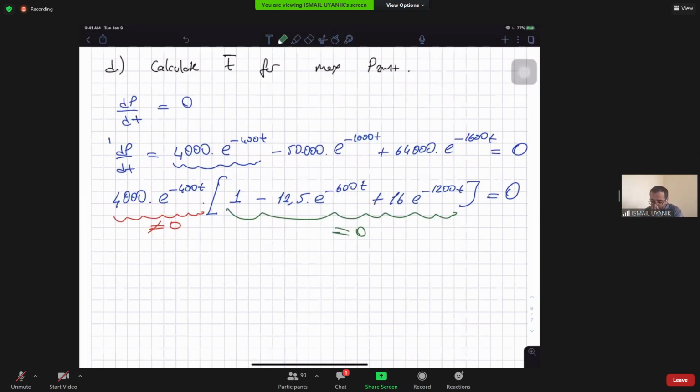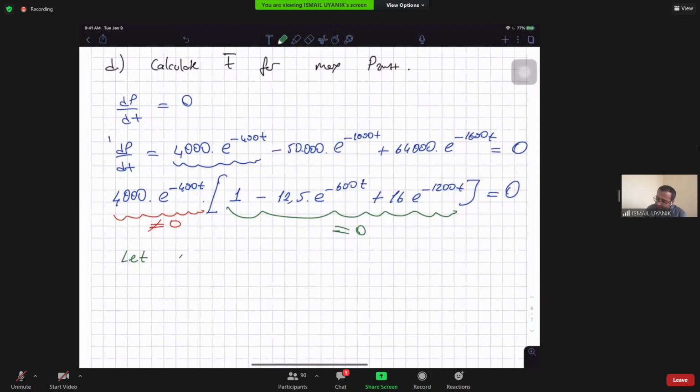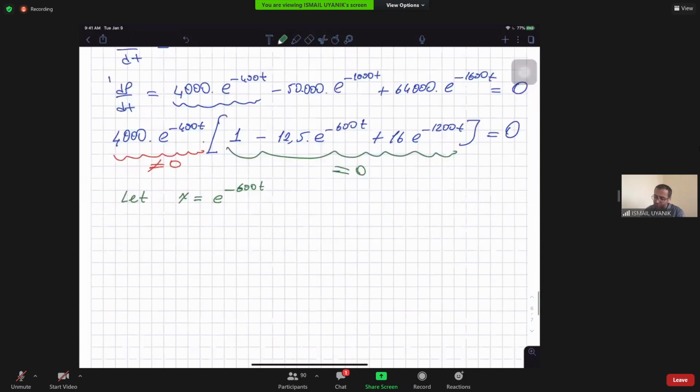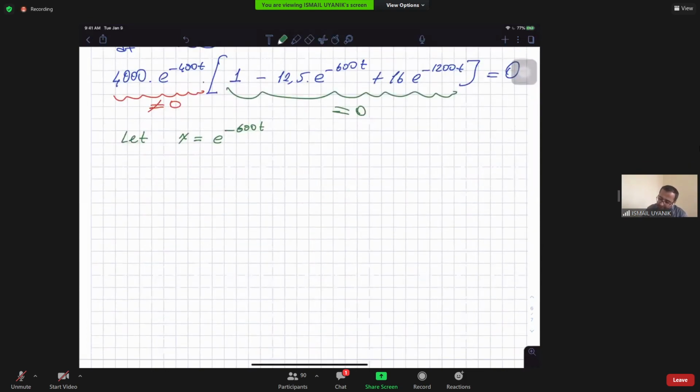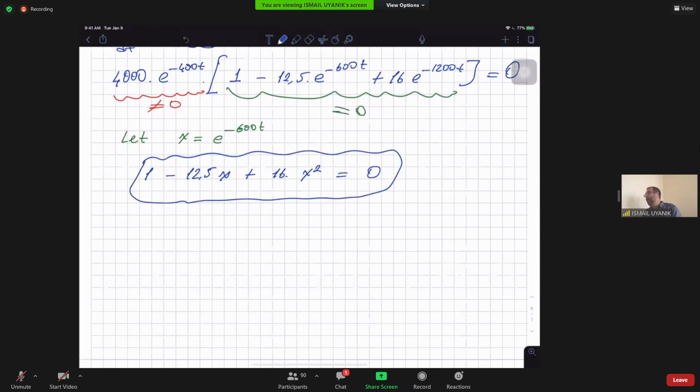So here, just for simplification, I will say, for example, let x be e to the minus 600t, so that I can simplify this equation further. So in this case, I will be saying 1 minus 12.5x plus 16 times x squared equals 0, since this is the square of this term. I think now it's a good time to use a calculator. So Aaron, did you calculate this? Did you find the roots?